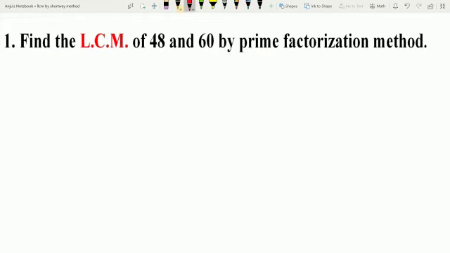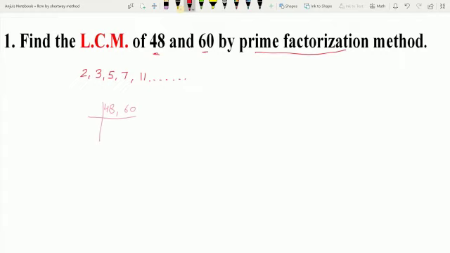Students, here we have to find the LCM of 48 and 60 by prime factorization method. So let us revise some prime numbers. As we know, 2 is the smallest prime number, and the next prime number is 3, then 5, then 7, and then 11, and so on.